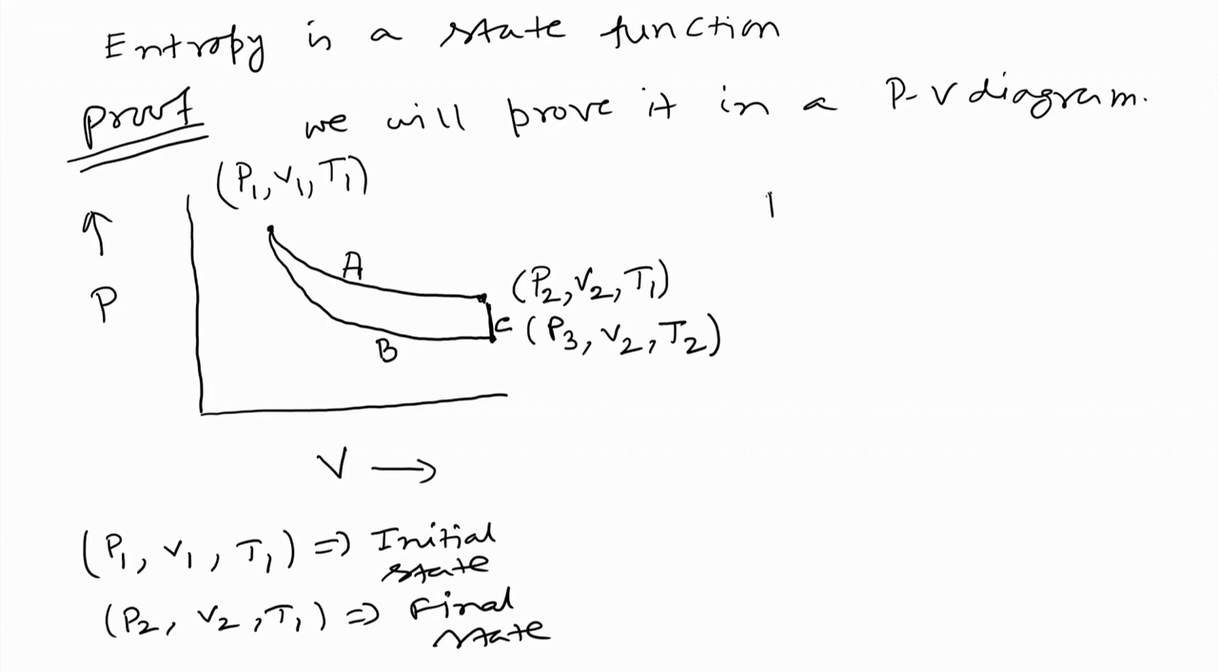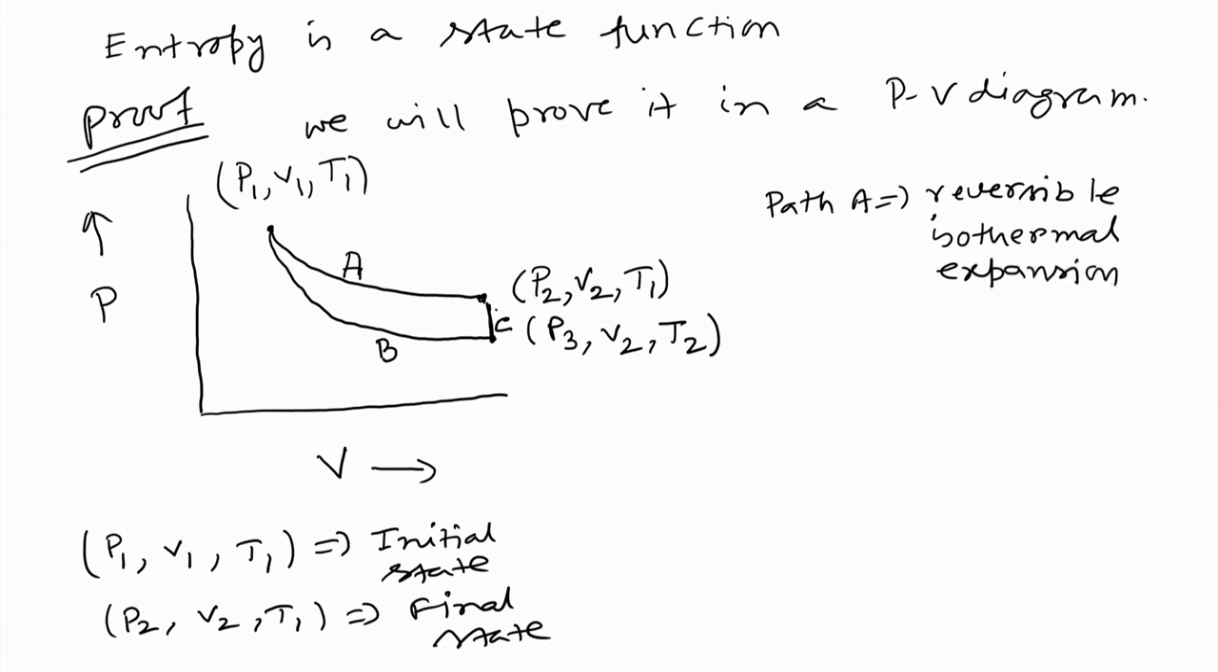Path A is a reversible isothermal expansion. Isothermal means temperature is constant here: in the initial state the temperature was T1 and in the final state the temperature is also T1. The process is isothermal, and volume increases from V1 to V2, so this is an expansion process.